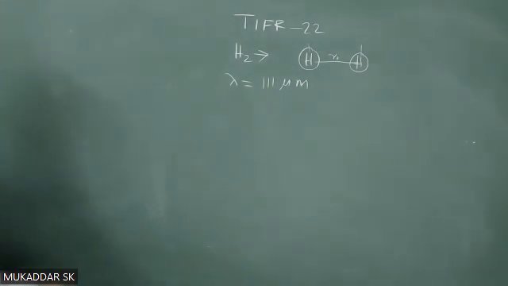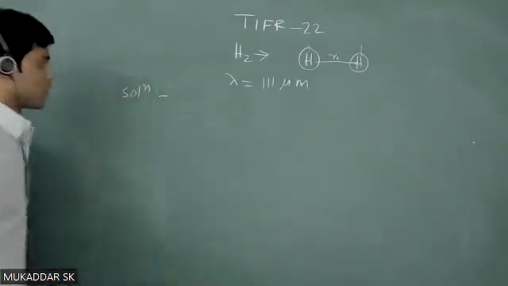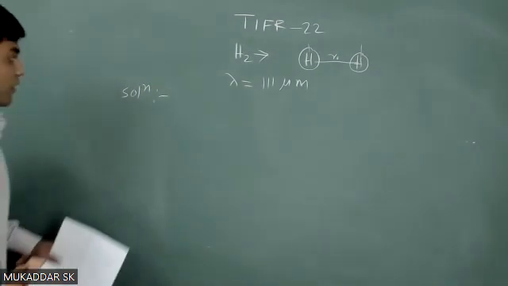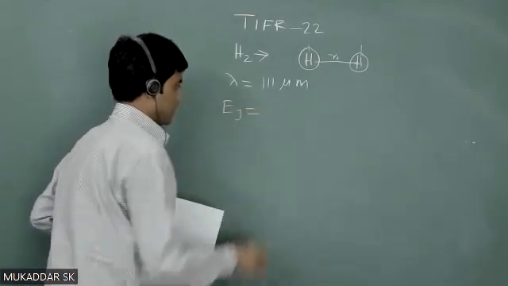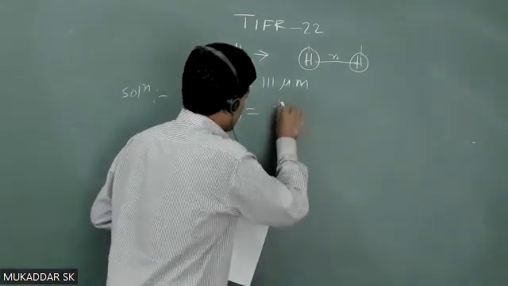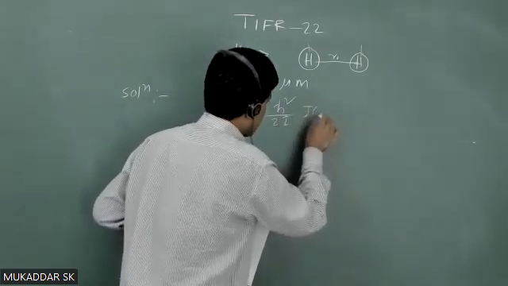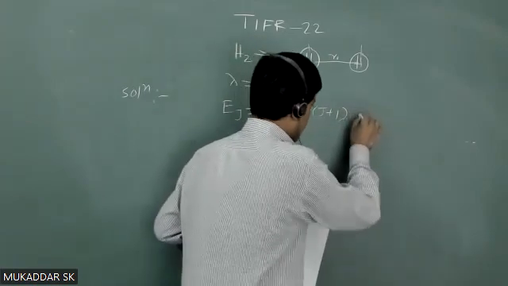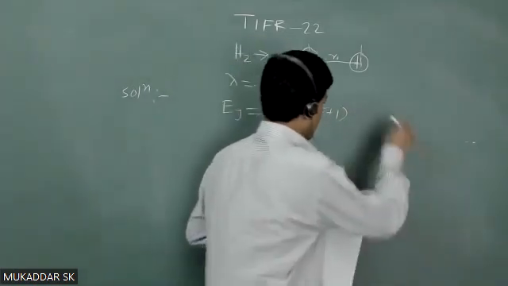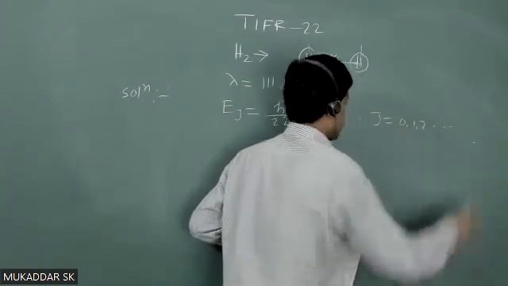Okay, so we know that the rotational energy of a rigid rotator can be written as E as a function of J, that will be basically h cross square divided by twice I, times J into J plus 1, where J is your rotational quantum number and it can take values like 0, 1, 2 and so on.